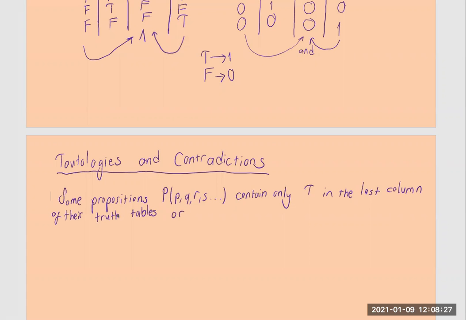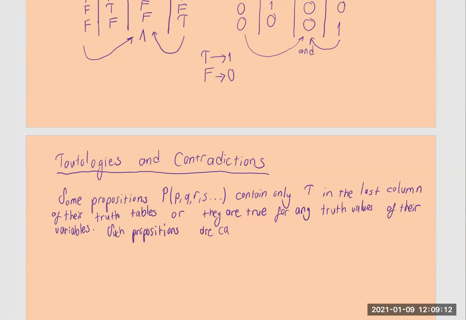or they are true for any truth table truth value of their variables, these kinds of propositions are called tautologies.